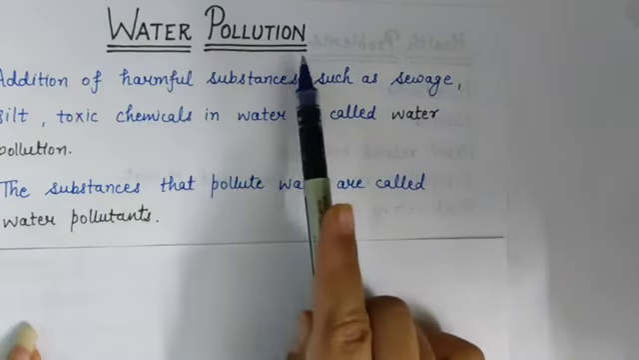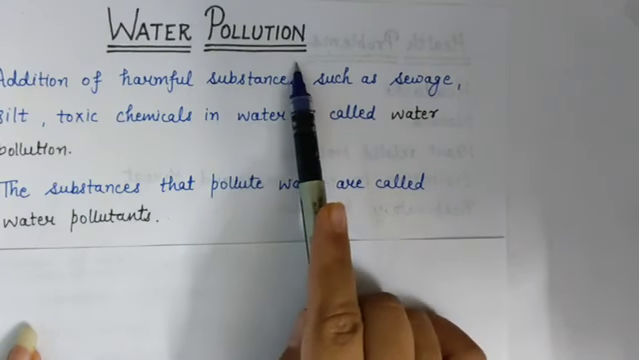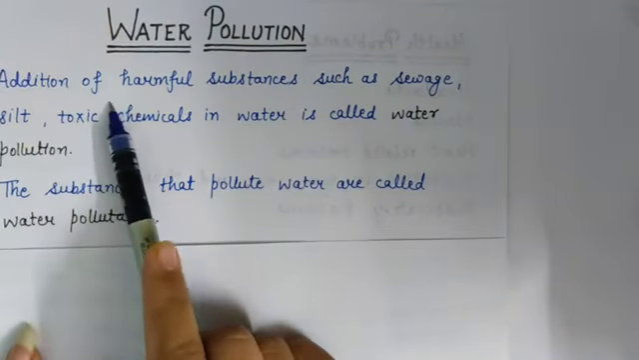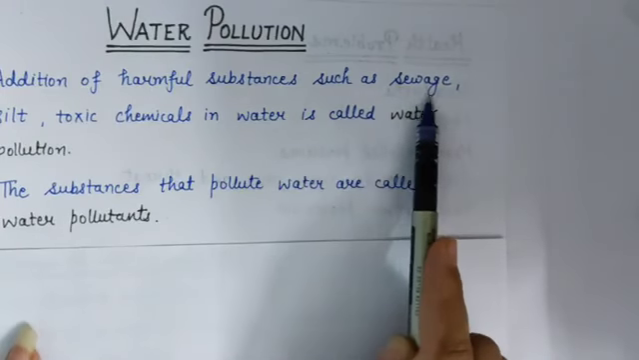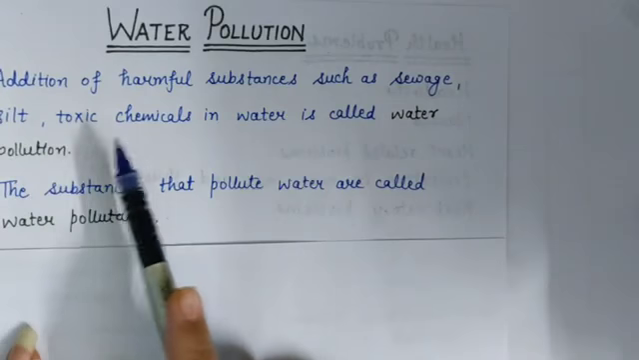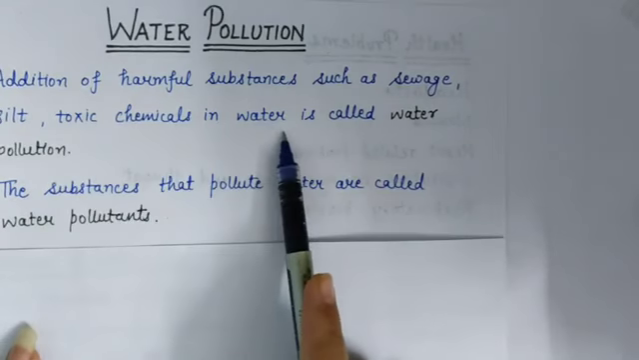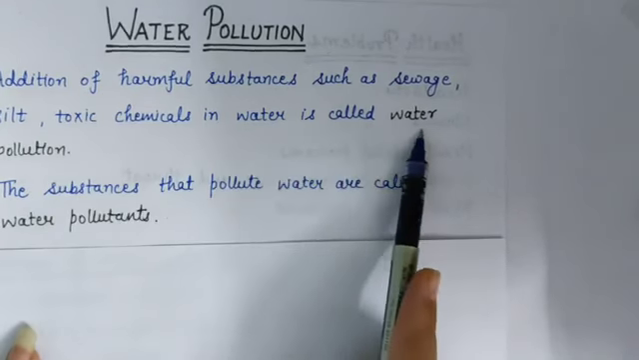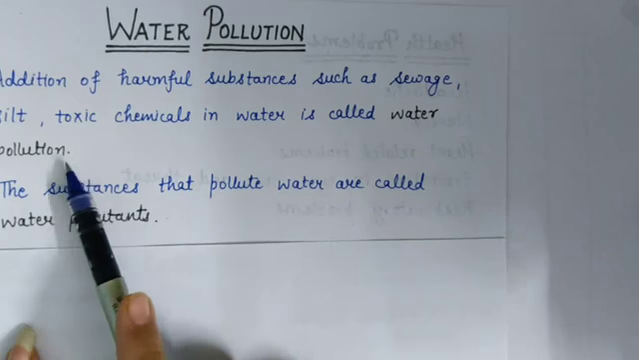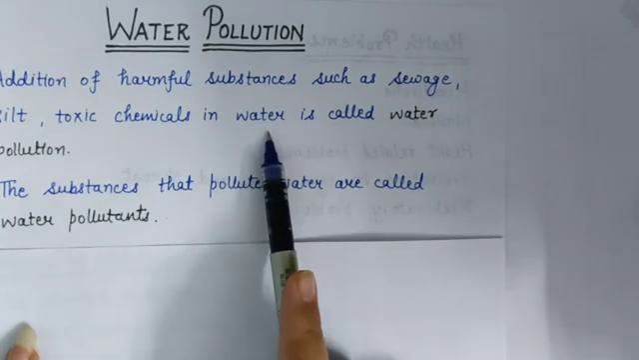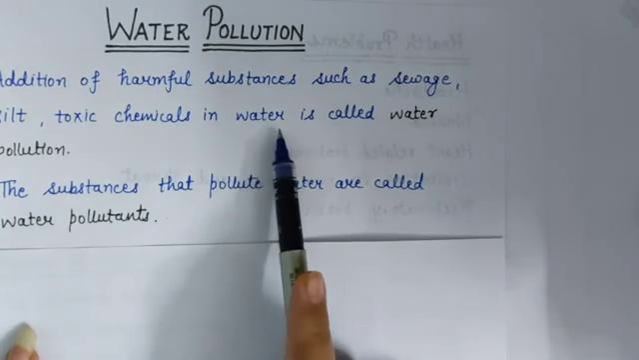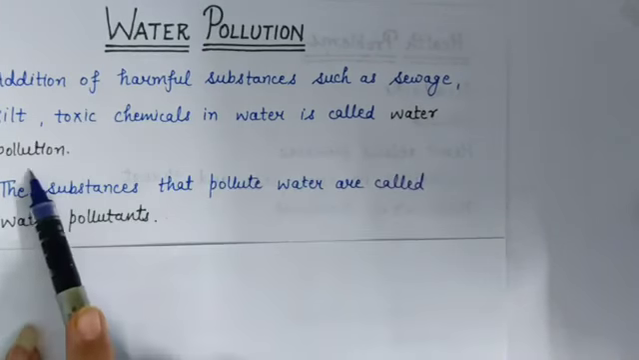So what is water pollution? How can we define it? Addition of harmful substances such as sewage, silt, toxic chemicals in water is called water pollution. So basically, when the harmful substances mix with water, then it is referred to as water pollution.